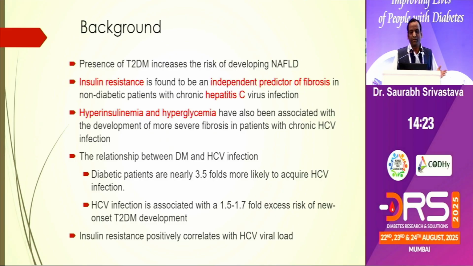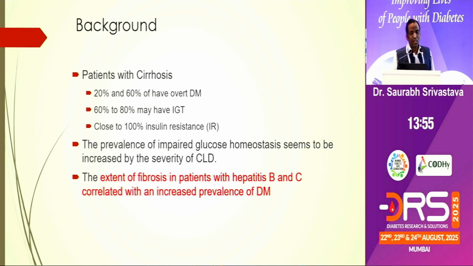This has already been covered, that type 2 diabetes mellitus increases the risk of NAFLD. Insulin resistance is an independent predictor of fibrosis in hepatitis C infections. Hepatitis C infection and diabetes mellitus have a bidirectional relationship: in diabetic patients, the incidence of hepatitis C infection is more, and in hepatitis C infected patients, the risk of diabetes is also more.